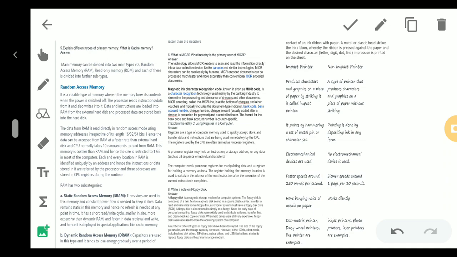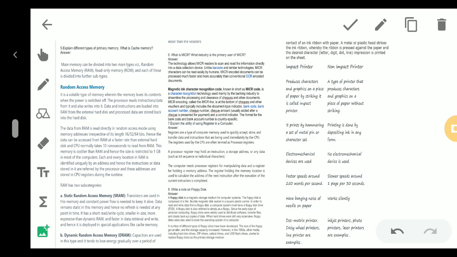Next, what is the utility of registers? Registers are a type of computer memory used to quickly accept, store and transfer the data and instructions that are being used immediately by the CPU, and are often termed processor registers. Processor registers may hold an instruction, a storage address or any data. The computer needs processor registers for manipulating data and a register for holding memory addresses. The register holding a memory location is used to calculate the address of the next instruction. In this way the operation takes place.